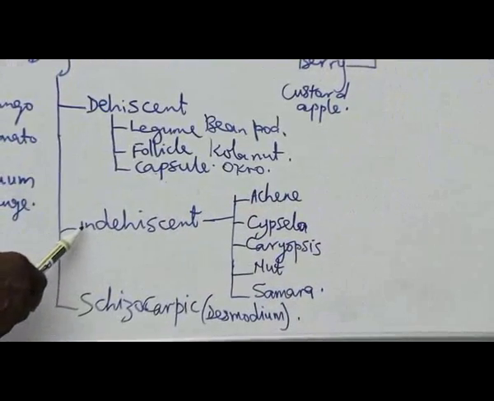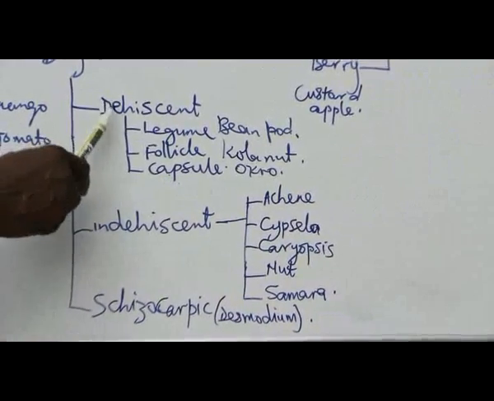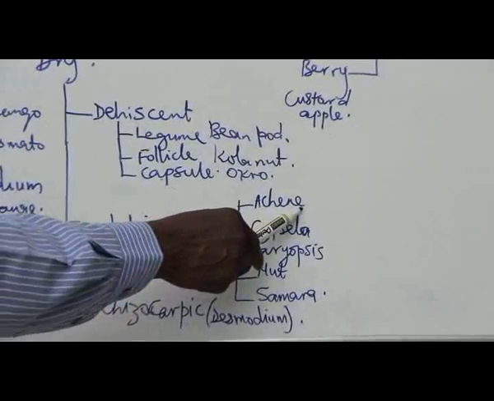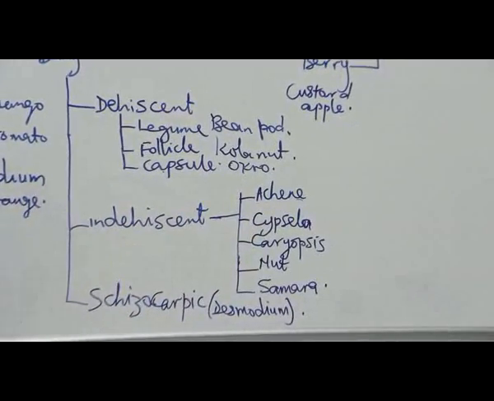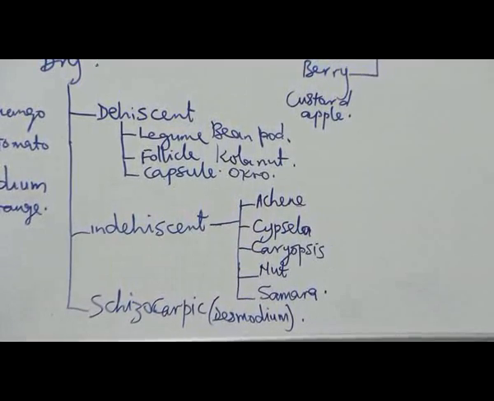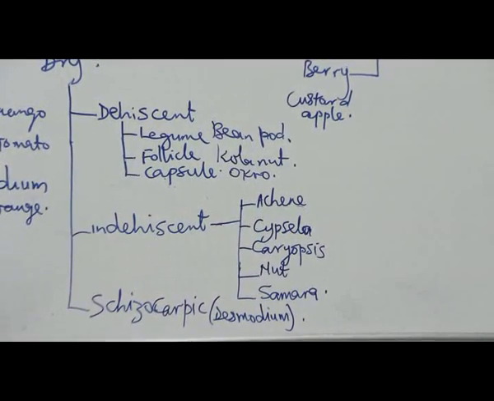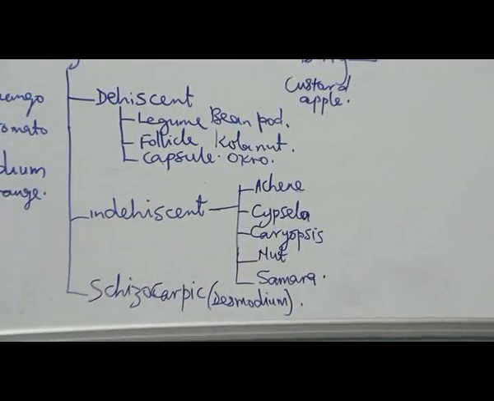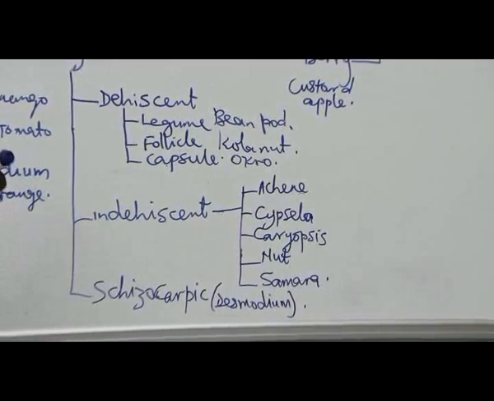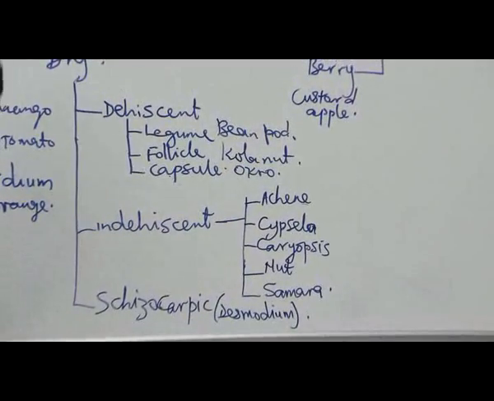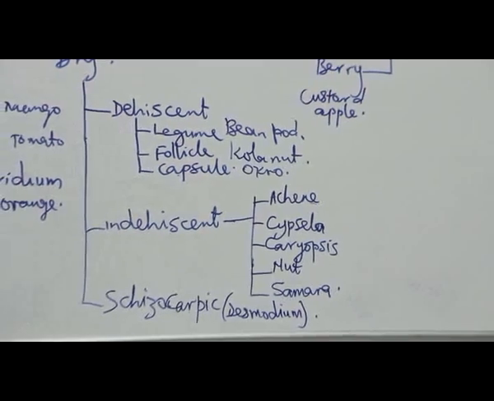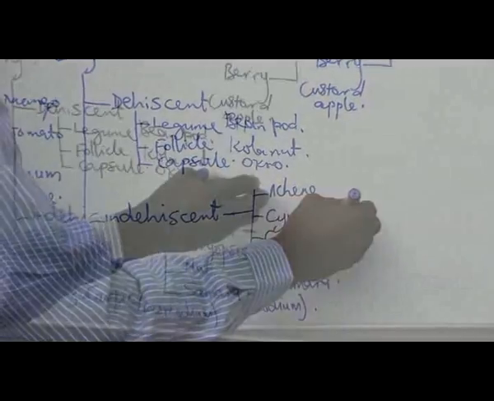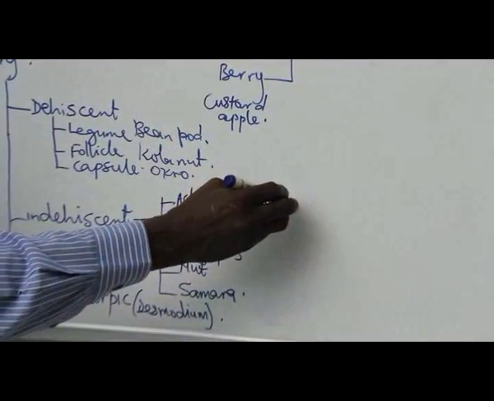Some fruits, when they get dried, will not split open. We have achene. Achenes are usually one-seeded fruits. When they dry, they don't split open. Then we have cypsela. This cypsela has part of its calyx remaining on the fruit, forming hairy structures called pappus.